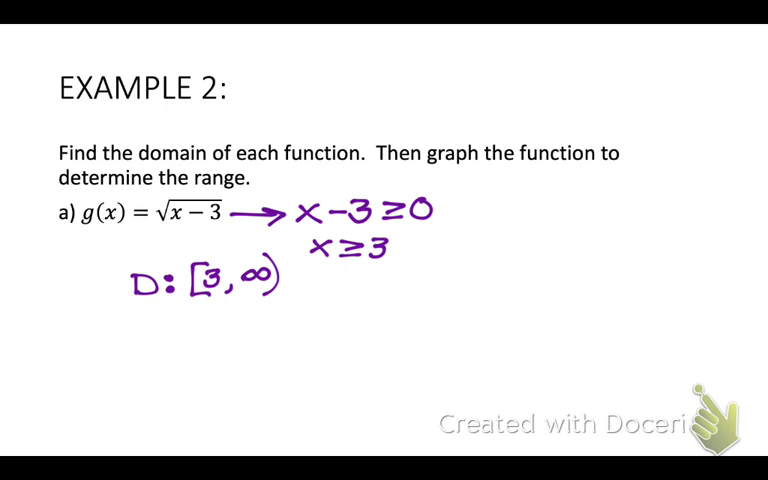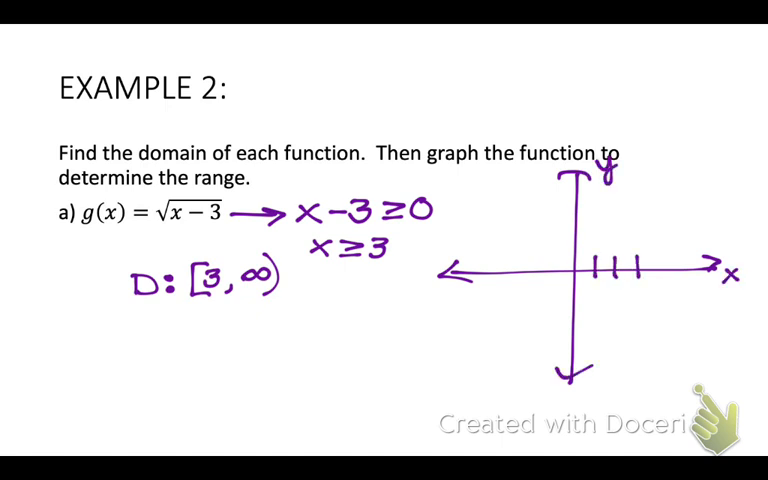What does that look like as a graph? What do square roots look like as a graph? Here's my x, here's my y. So at 3, we're at 0. So 1, 2, 3. And it's just going to go up like this. Right, just keeps curving up. So if I plugged in 4, that would put me at 1.